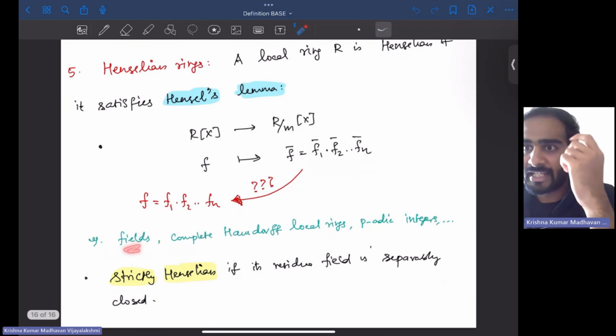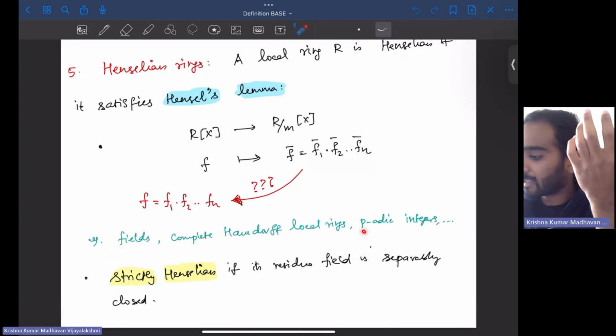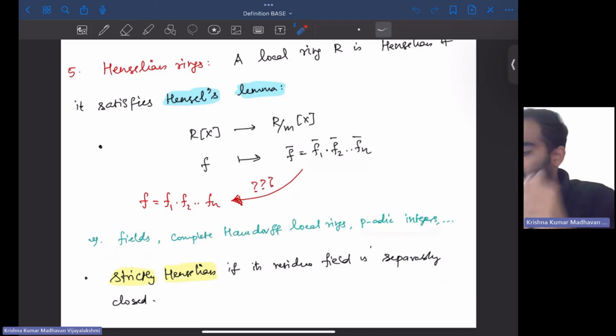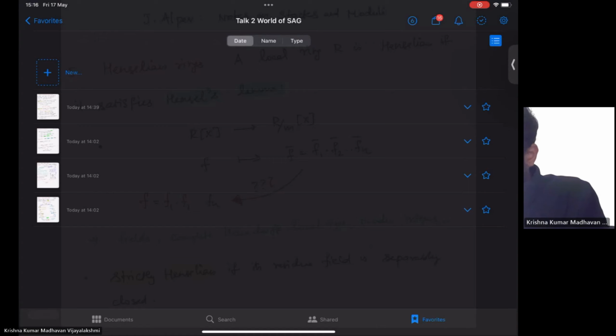So a basic example: any field is a Hensel ring, and complete local rings and the p-adic integers are also Hensel rings. So it's a very basic object to study. And we say a ring is strictly Henselian if the residue field is a separably closed field. Okay, perfect.